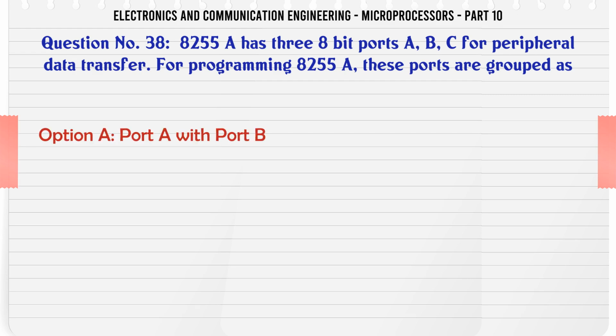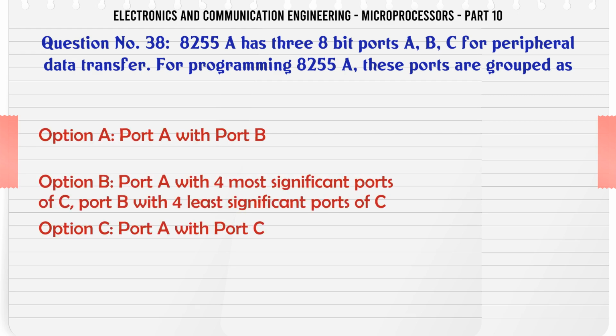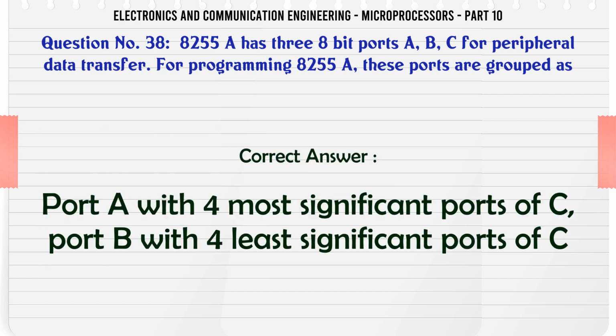8255 has 3 8-bit ports ABC for peripheral data transfer. For programming 8255A, these ports are grouped as A. Port A with port B. B. Port A with 4 most significant ports of C. Port B with 4 least significant ports of C. C. Port A with port C. D. None of the above. The correct answer is port A with 4 most significant ports of C.